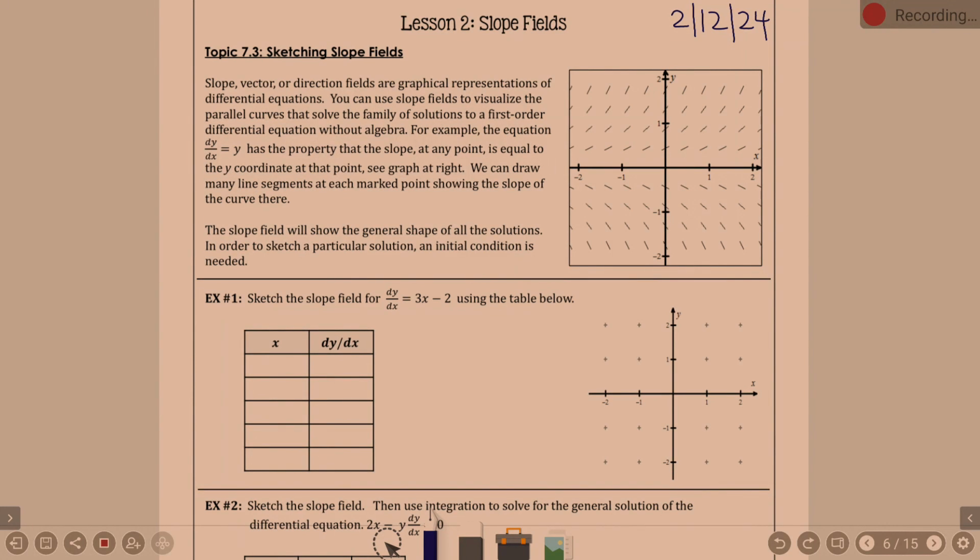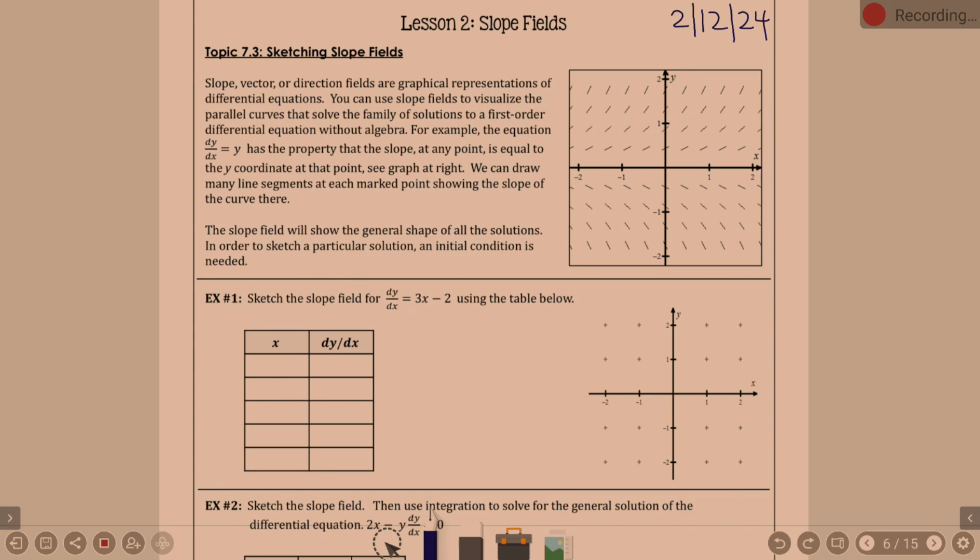Slope fields, or direction fields, are graphical representations of differential equations. You saw a little bit of this last week, and it was kind of leading us into it, when you asked, what are all those crazy marks? This is a slope field. As we talked about, each of those marks represents the direction of the graph at that point. It represents the slope. Thus, these are graphical representations of differential equations.